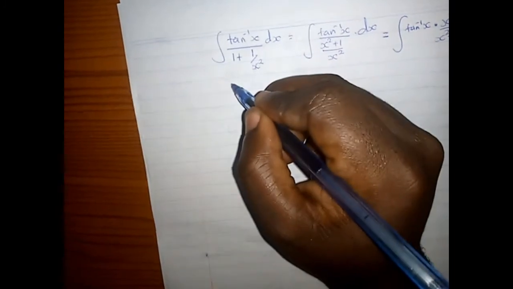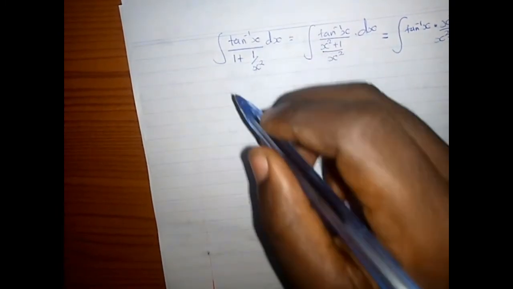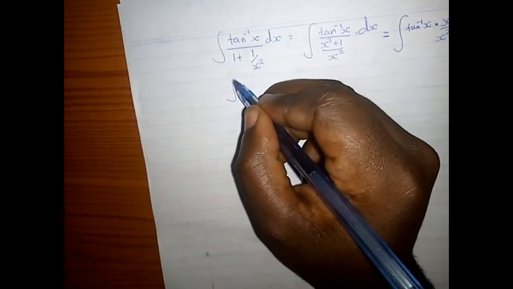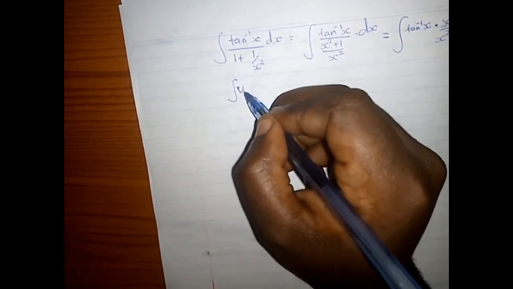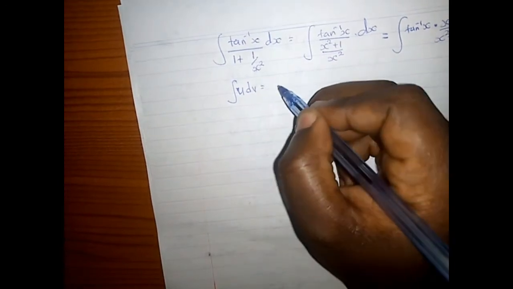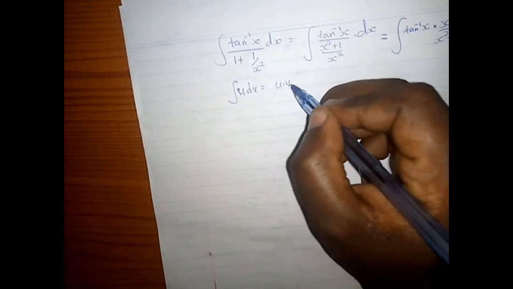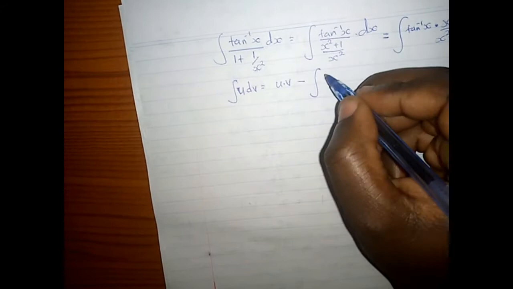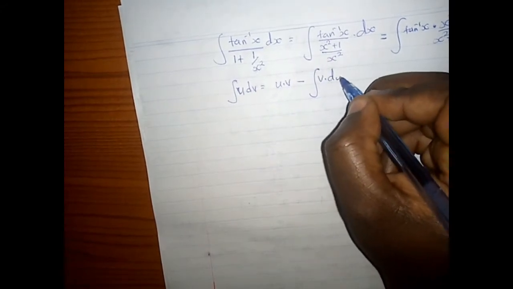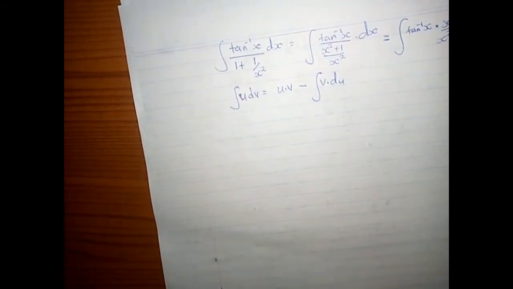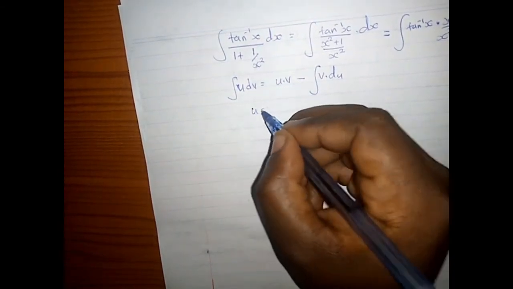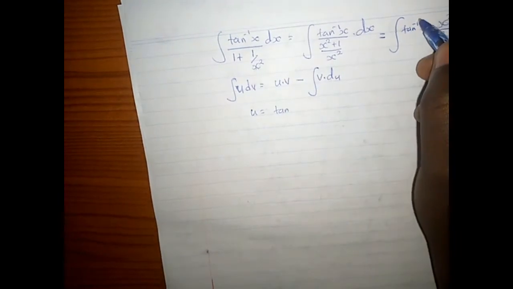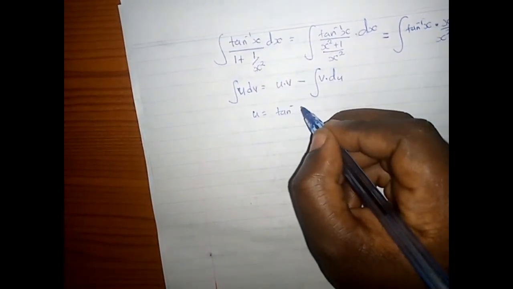So this one we are going to use the formula: integral of u dv is equal to uv minus integral of v du. I'm going to use this formula, called the integrating factor, yes. So here my u is equal to tan inverse of x, yes.